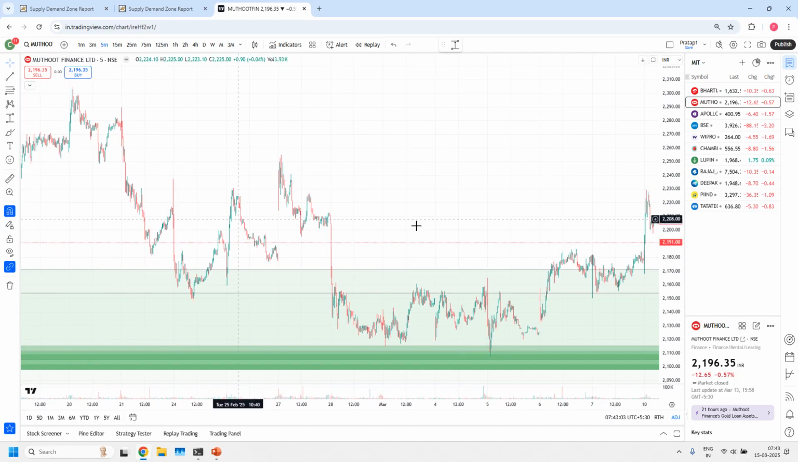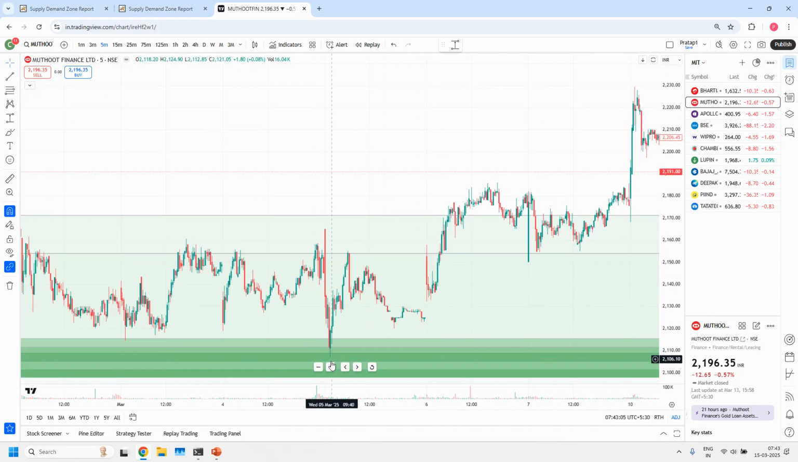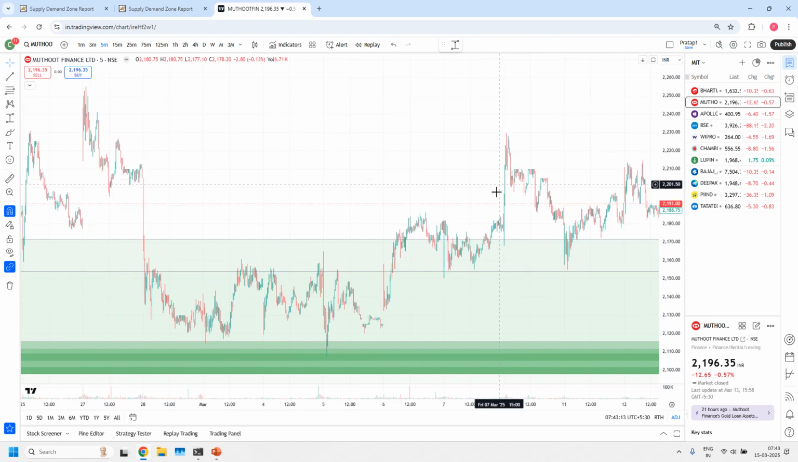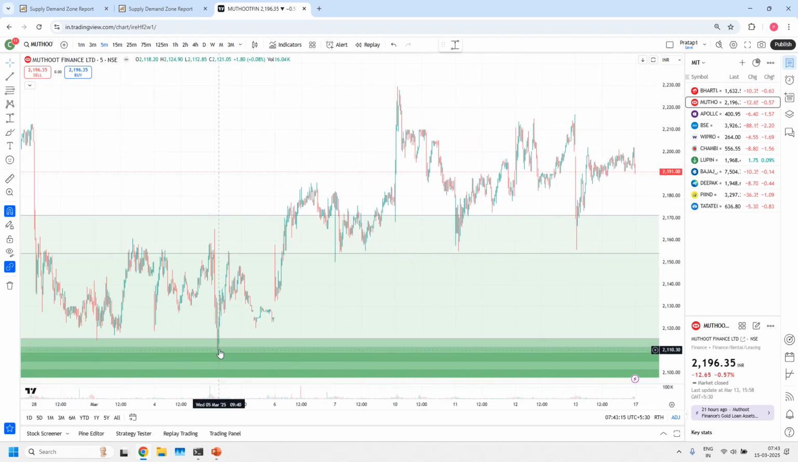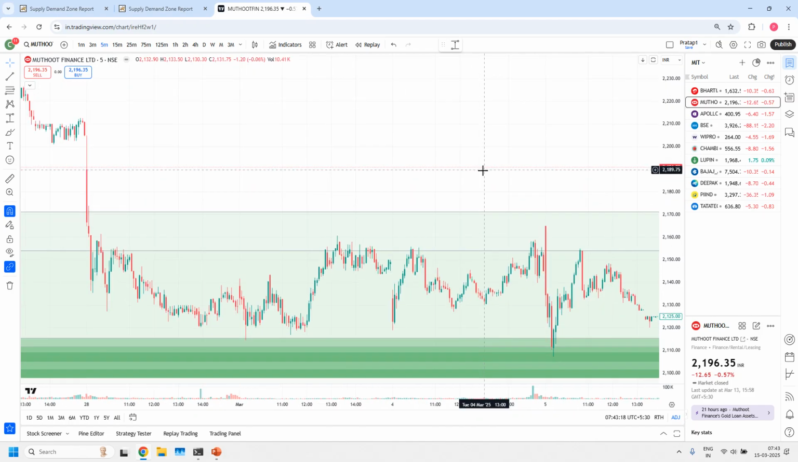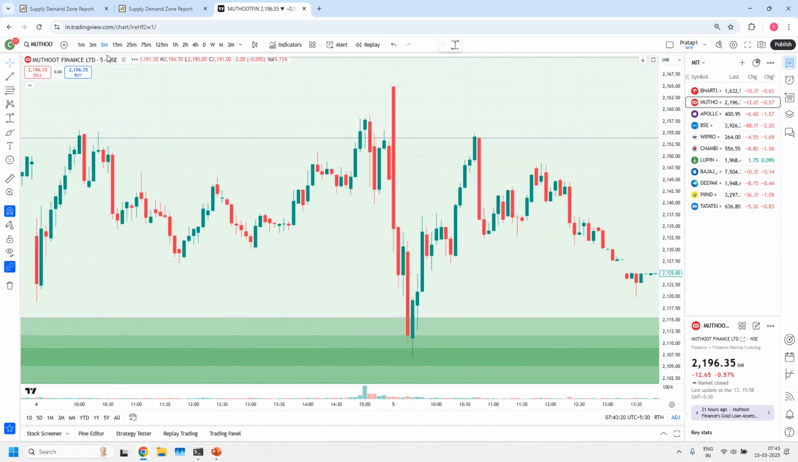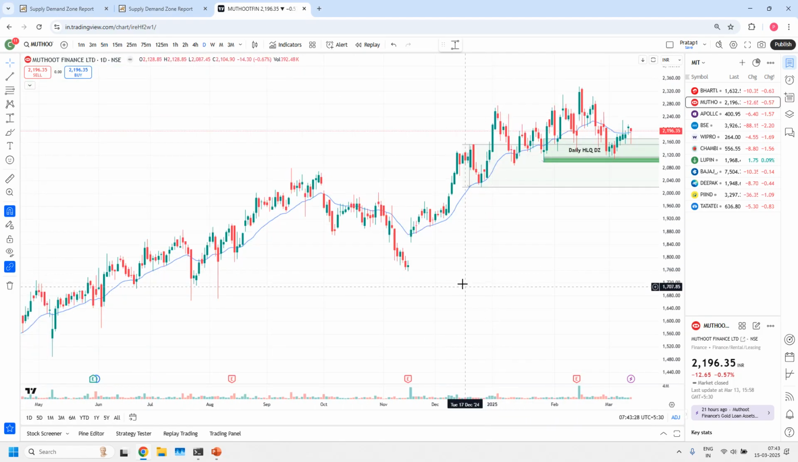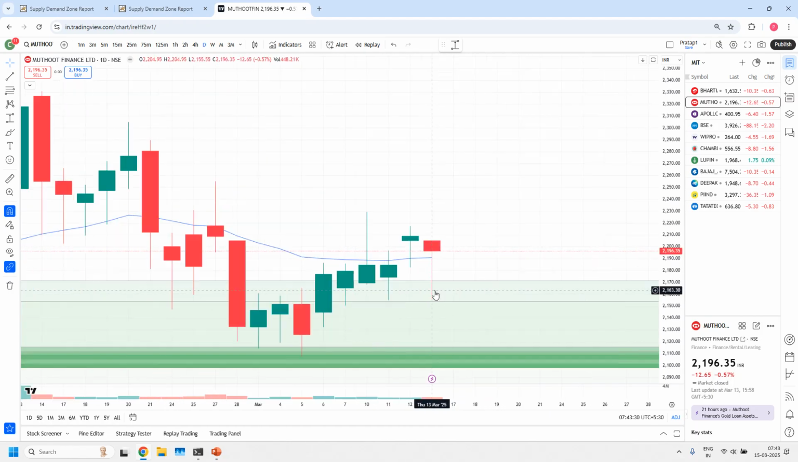Exactly from that area, prices entered. See, already it is tested previously once. See, big move it gave. When it happened? 5th March. Okay, 5th March is the recent test. Let's go to the daily. Now you will understand. So this is what happened. 5th March, you got the trade from this area and prices moved up.